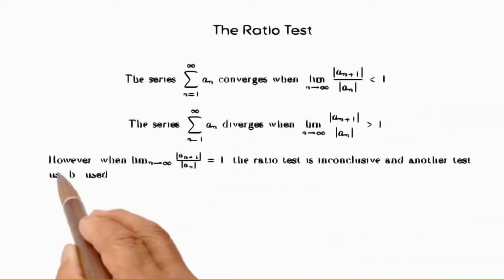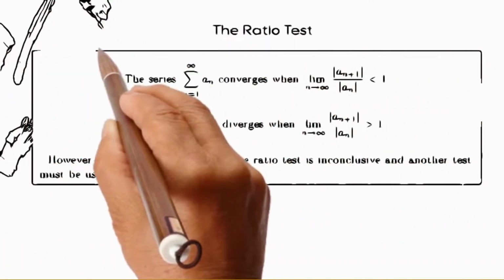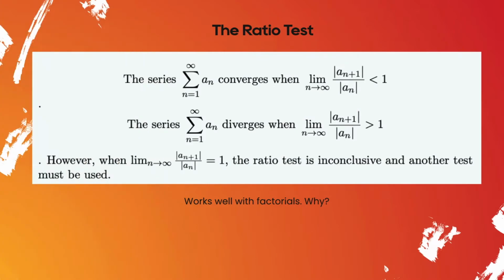Now the ratio test. The ratio test says that the series of A of n converges when the limit as n approaches infinity of the absolute value of A of n plus 1 divided by A of n is less than 1. And that same series will diverge if the absolute value of A of n plus 1 divided by A of n is greater than 1. And remember that if our limit is 1 instead, then the ratio test is inconclusive and another test must be used.